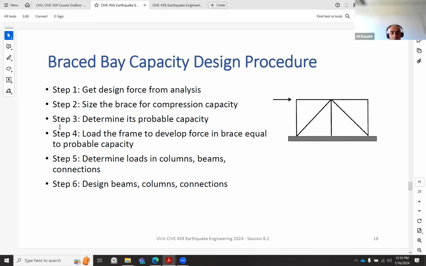Load the frame to develop forces in the brace equal to the probable capacity. You can do that by increasing this load, or maybe directly applying the brace probable capacity, and then read the forces in every other member. And then determine the load in columns, beams, and connections, and design beams, columns, and connections, which are capacity protected, based on the increased load.